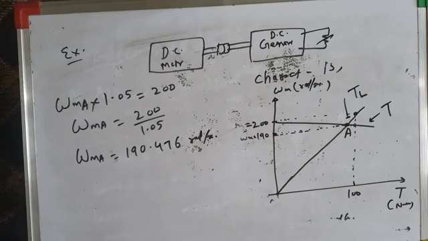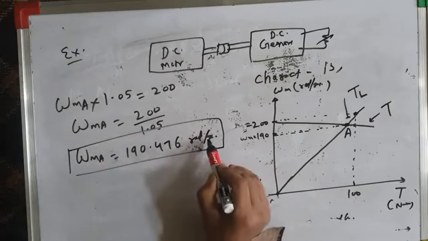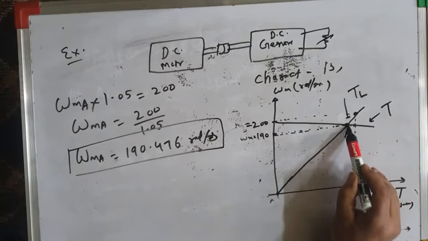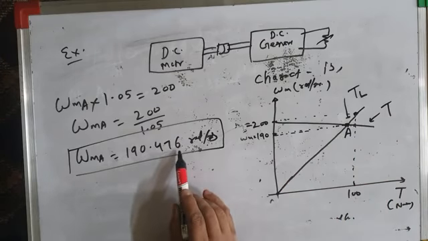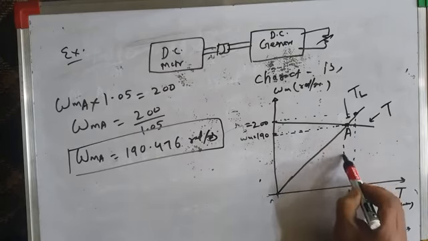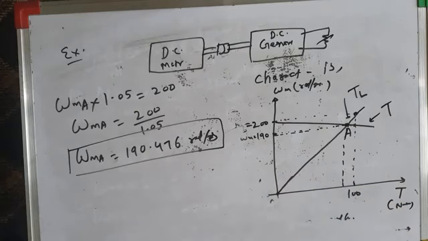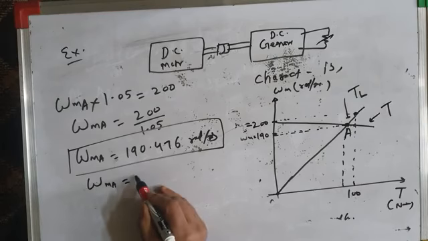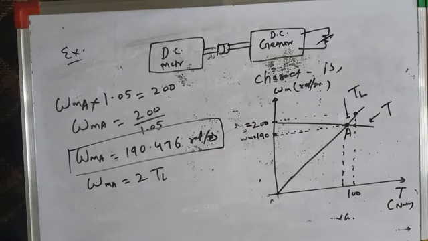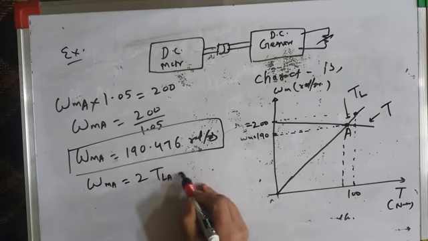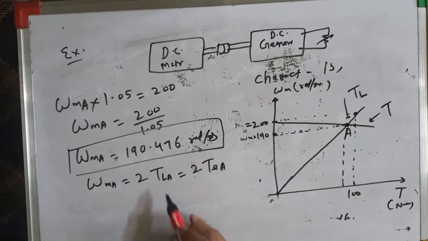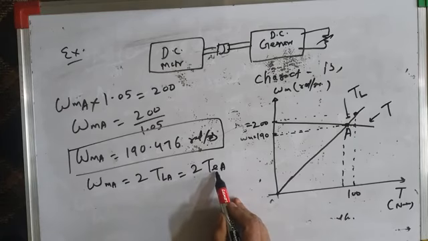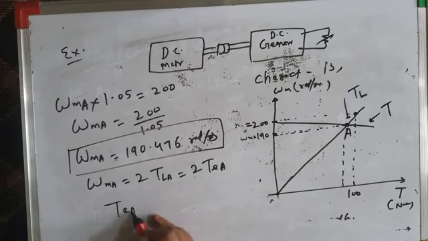And how much torque is the motor developing? This is the speed at this operating point, operating point A. At operating point A, the speed is 190.476 radians per second. We know that omega m A is 2 times the load torque TL, that is 2 times TEA, because whatever is the load torque, that is the electromagnetic torque developed by the motor. So from this, TEA is equal to omega m A by 2.